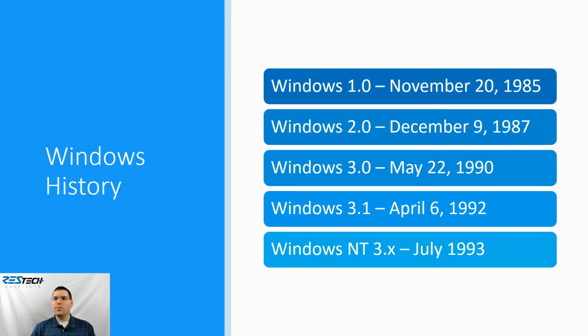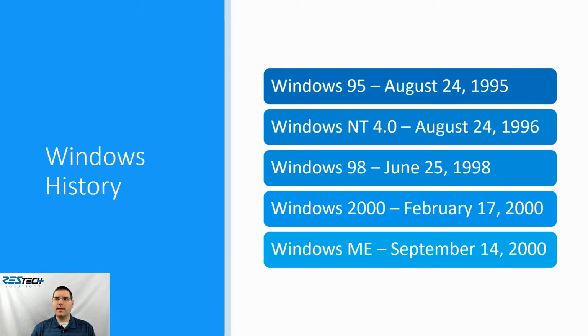So then of course Windows 3.1 and then Windows NT 3.x. Then we had Windows 95, Windows NT 4.0, Windows 98, Windows 2000, Windows ME. To make some distinction here, some of these operating systems were designed more for business use than for home use. For example, Windows 2000 and Windows NT, I believe, had more of a business-centered focus, whereas Windows ME was purely for home users. It was the target market.